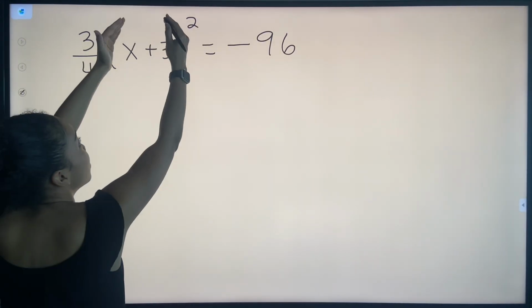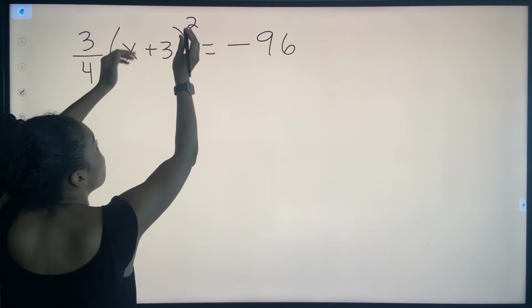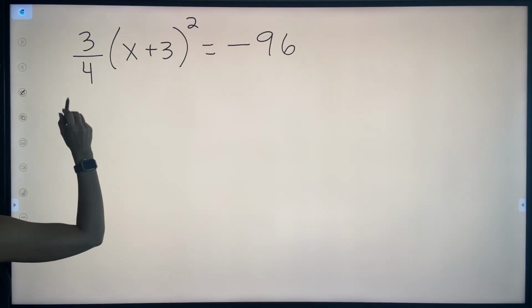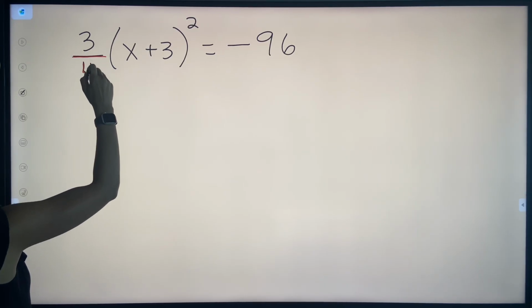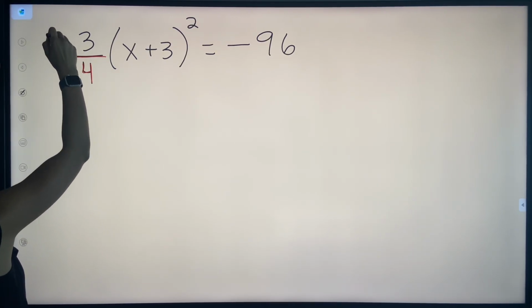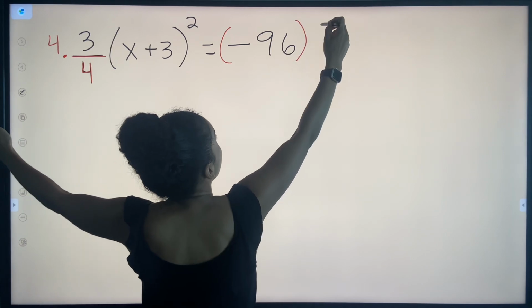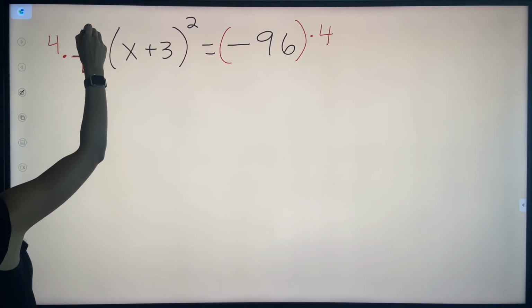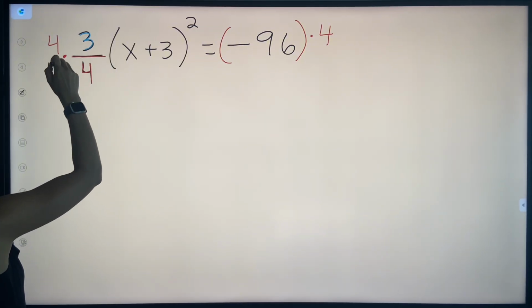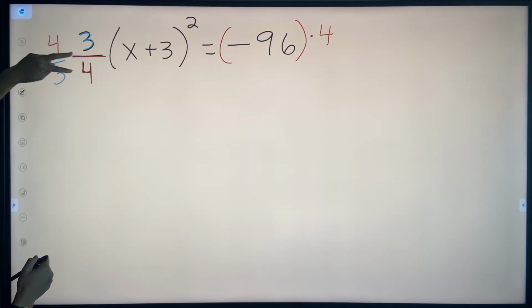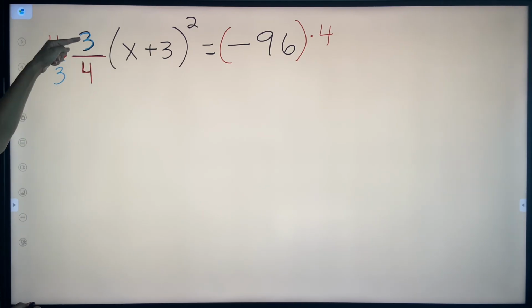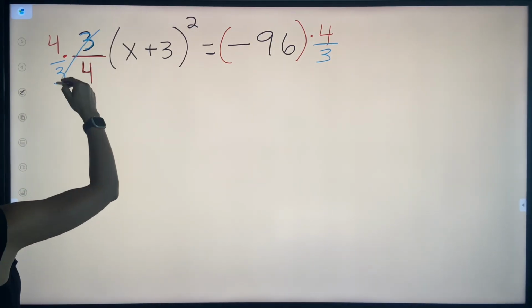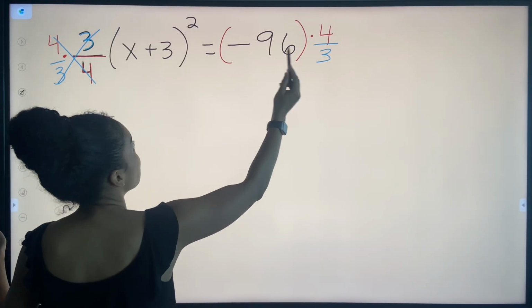Okay, we need to get this part by itself. The part that's being squared needs to be alone. So I'm going to multiply. This is being divided by 4, so the opposite is to multiply by 4 on both sides. Also, this is being multiplied by a 3, so the opposite would be to divide by 3. So guys, you just multiply by the reciprocal. If it's multiplying by 3/4, you multiply by 4/3. So those cancel, and we'll multiply this part.